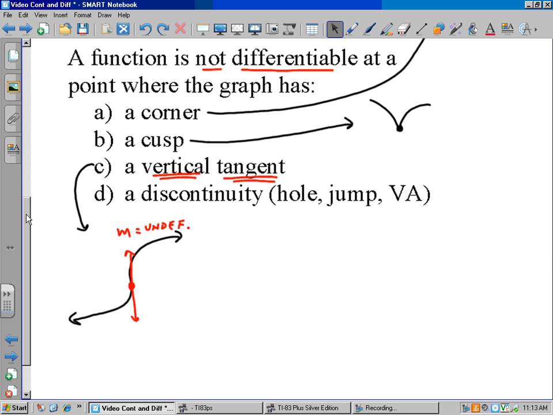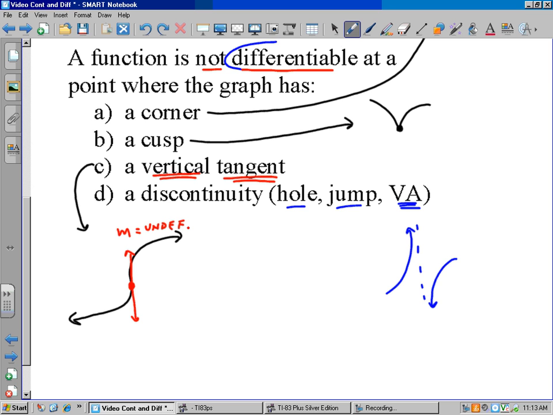And the fourth place is at a discontinuity. If the function isn't continuous because of a hole, a jump, or a vertical asymptote, like the tangent graph, then the function's also not going to be differentiable. So I usually think of problems with a vertical asymptote as the function not being continuous or differentiable.